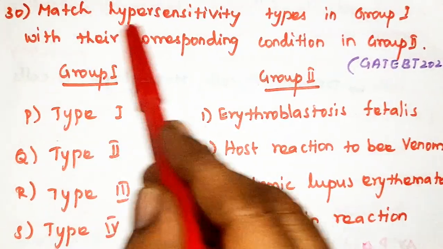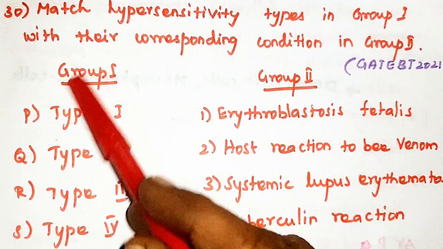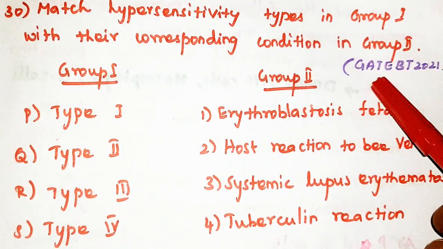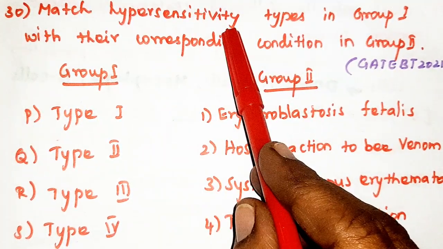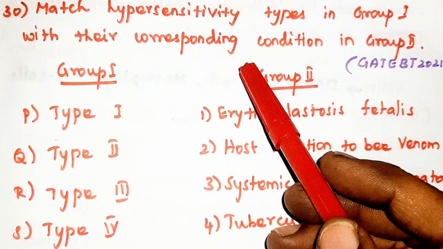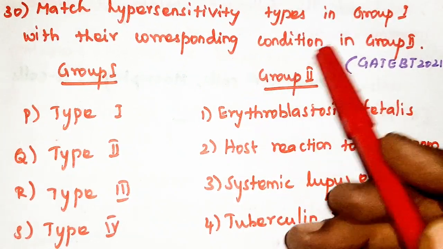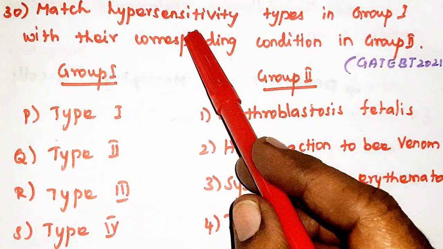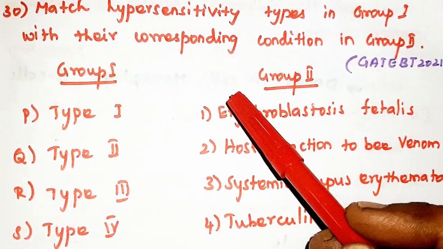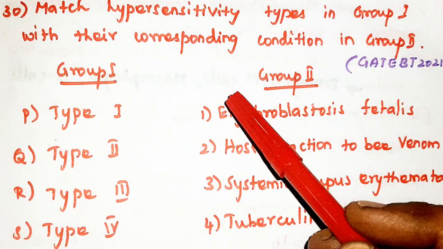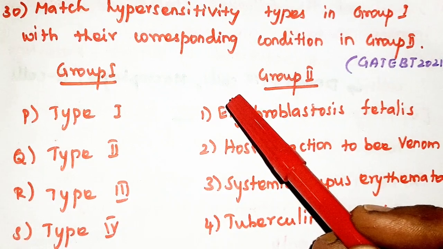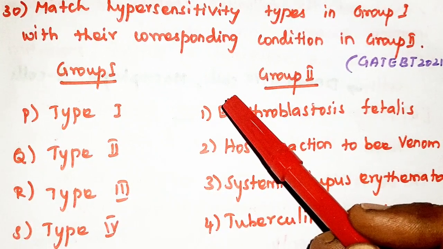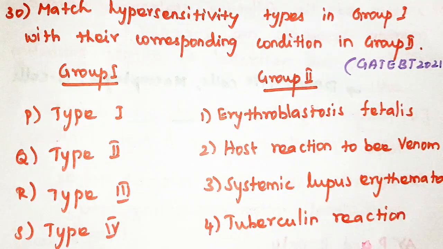Next question is match hypersensitivity types in group 1 with the corresponding conditions in group 2. First, let's know what hypersensitivity reactions are. A hypersensitivity reaction is an exaggerated response by the immune system to a drug or any other substance. Adverse effects may include symptoms like skin rash, swelling, difficulty in breathing, low blood pressure, rapid heart rate, nausea, vomiting, and dizziness. And sometimes it may cause severe life-threatening allergic reactions.